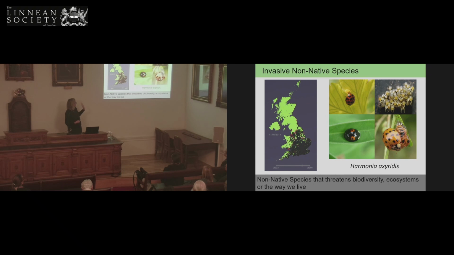And the animation on the side of the slides is showing the spread of this species, which was first recorded in 2004 and spread at 100 kilometers per year across the UK. Something's very much limiting its spread in Scotland, but it is making slow progress into Scotland as well. But we would term the harlequin ladybird, or Harmonia axyridis, an invasive non-native species because of the threat it poses to biodiversity and indeed potentially to ecosystem function.